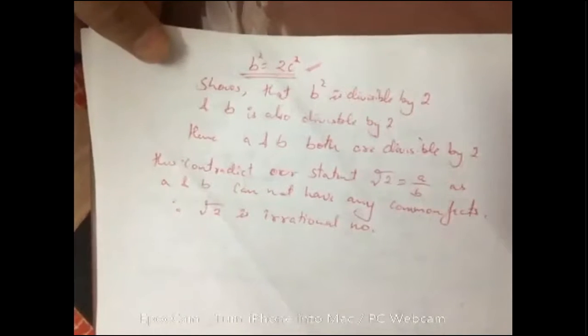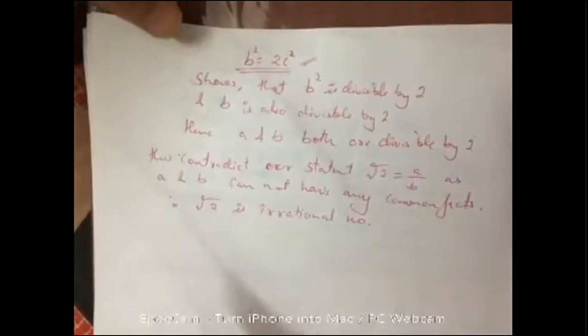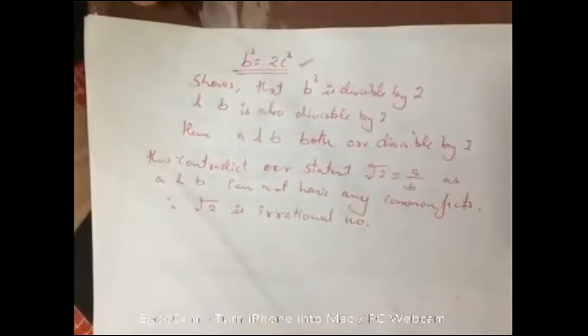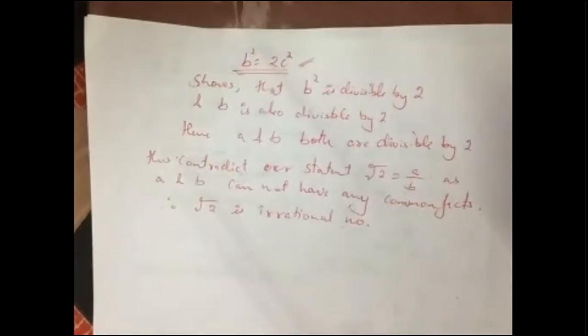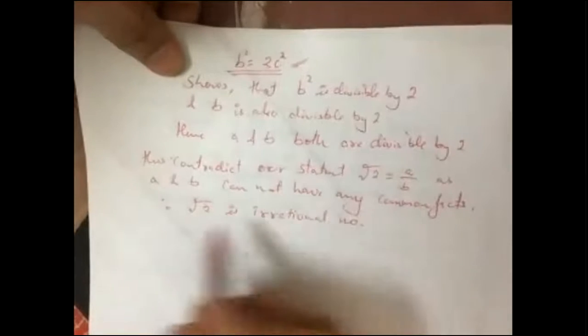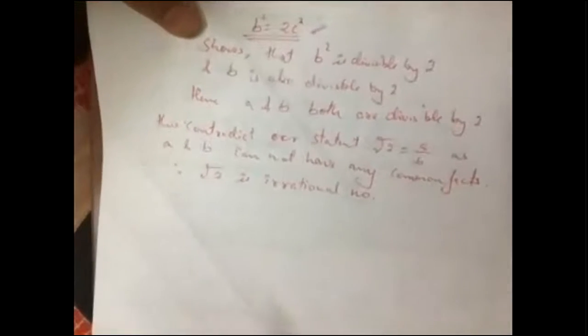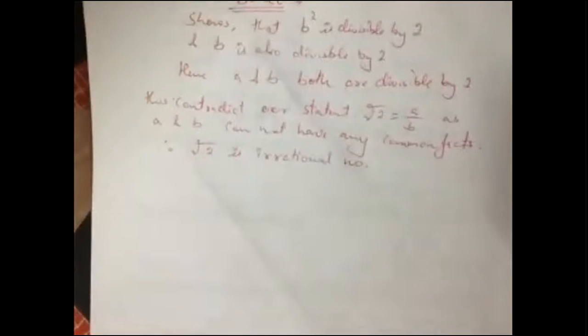If both are divisible by 2, that means they have a common factor 2. And this actually contradicts our statement because a and b क्या है? Co-prime, इनके बीच में कोई भी common factor नहीं होना चाहिए. But they are having a common factor that is 2. Therefore, under root 2 is an irrational number. ये हमारे statement को क्या करता है? Contradicts that under root 2 is rational number. अब clear है सबको?